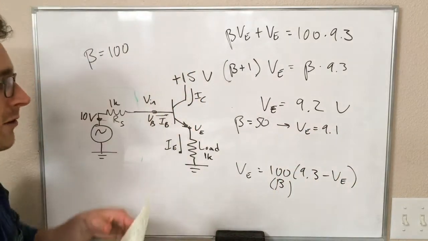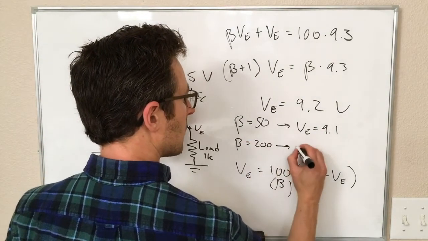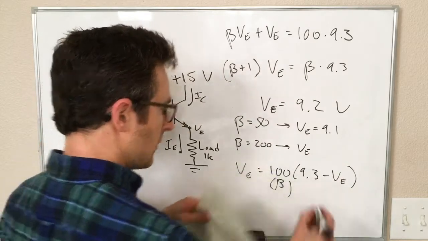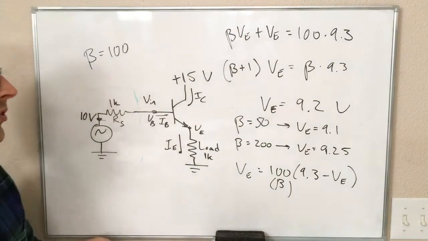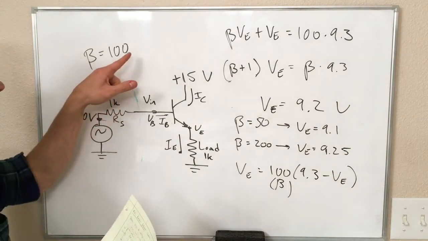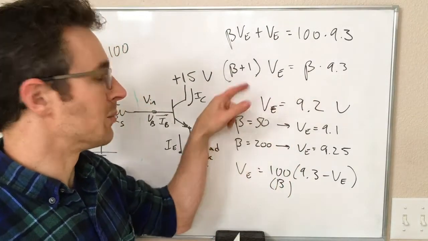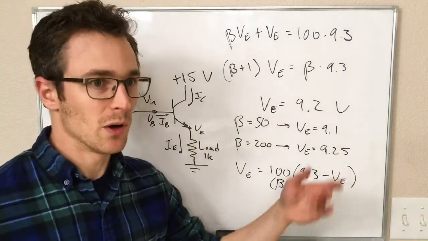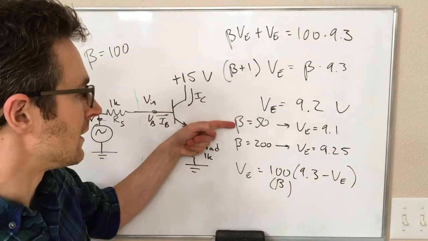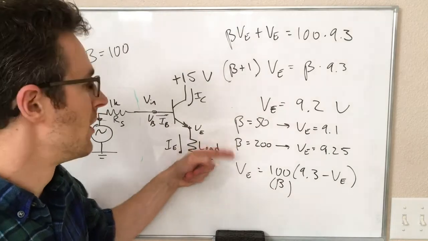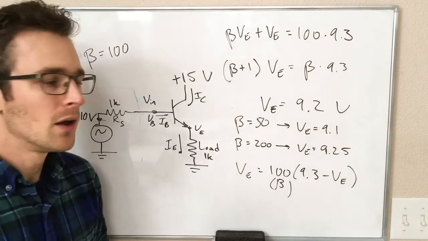If beta is equal to 200, if it's an unusually large value, our emitter voltage is equal to 9.25. So the point of all this is to say, what is mattering in this is that beta is big, and so beta over beta plus 1 is approximately 1. It's 0.99 for this one, 0.98 here, 0.99 something here. So that's what I mean when I say beta doesn't matter.